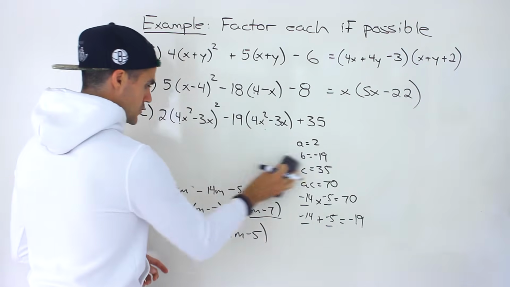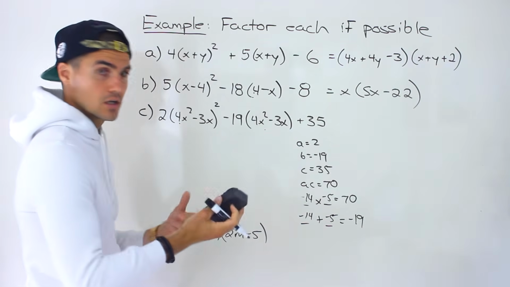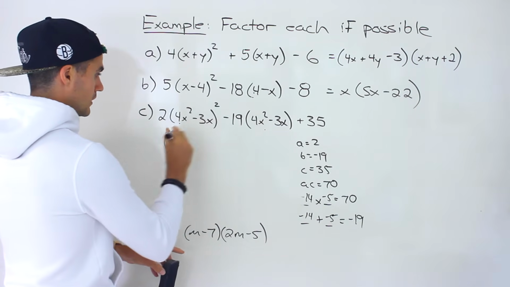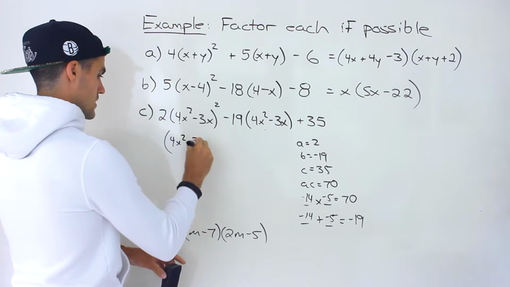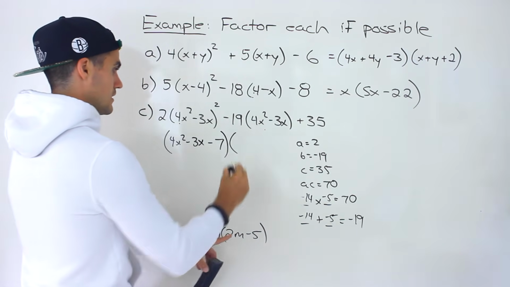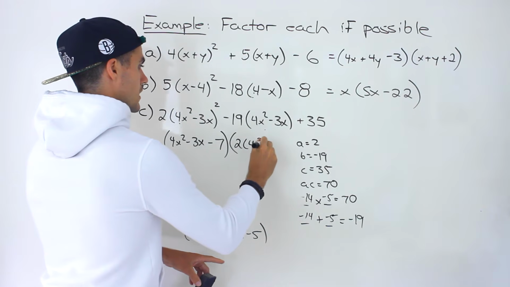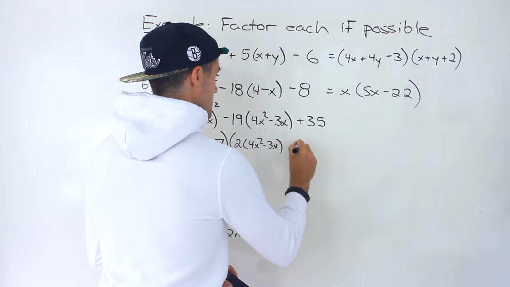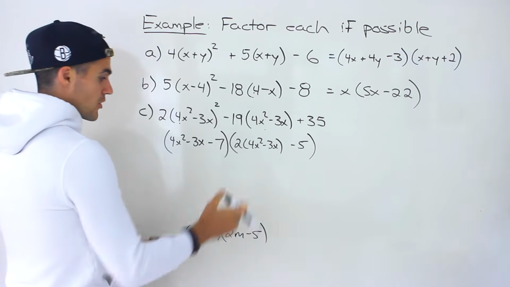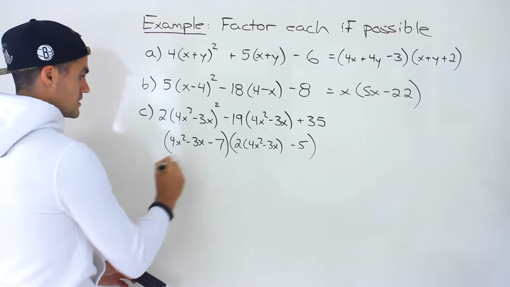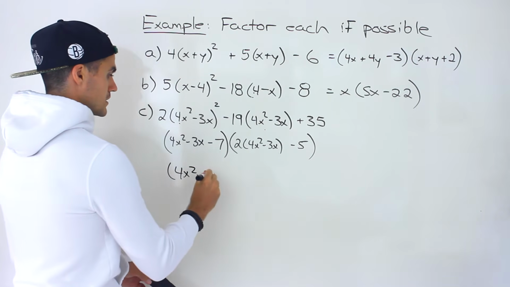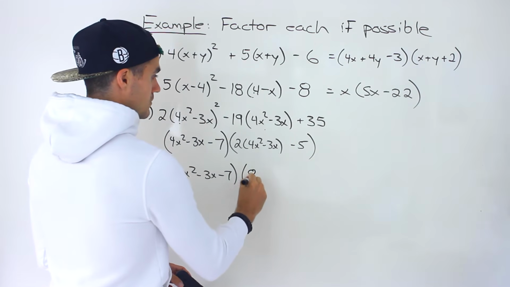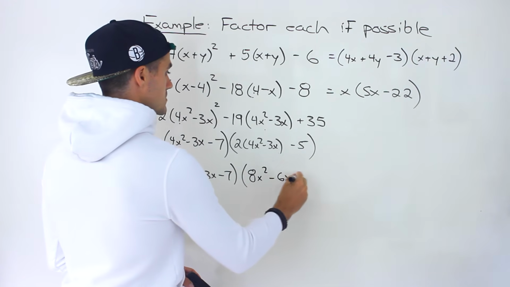I'm going to write it up here because there are a lot more steps to this. Continuing on, for the m, I'm plugging in 4x squared minus 3x, minus 7. And then here we'll have 2 bracket 4x squared minus 3x, and that's going to be minus 5. The reason there are more steps is because these brackets are going to factor further. This first bracket we can't simplify, so I'm just going to leave it for now. For this one, we can take the 2, distribute it in the bracket, and end up with 8x squared minus 6x minus 5.